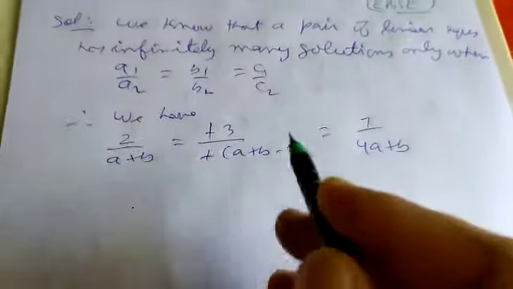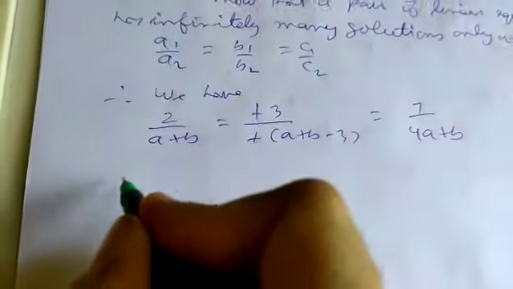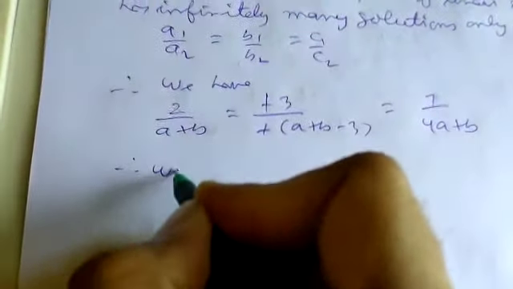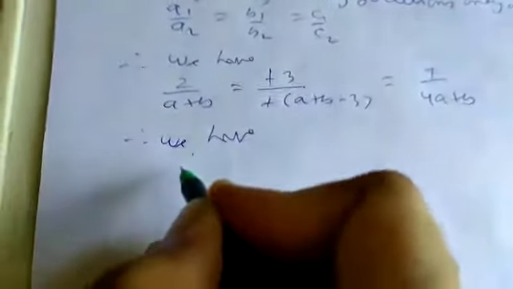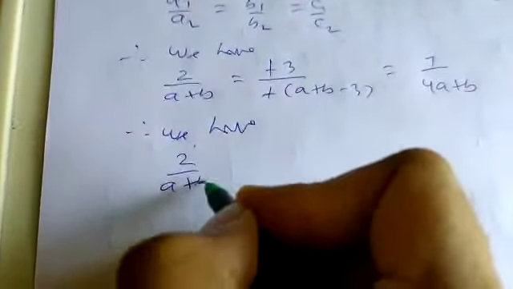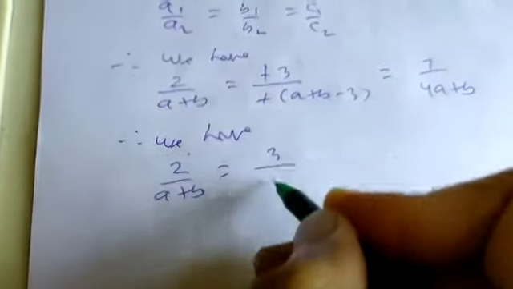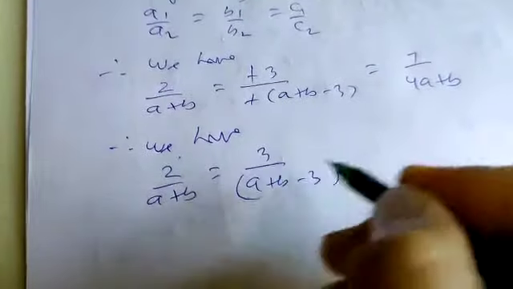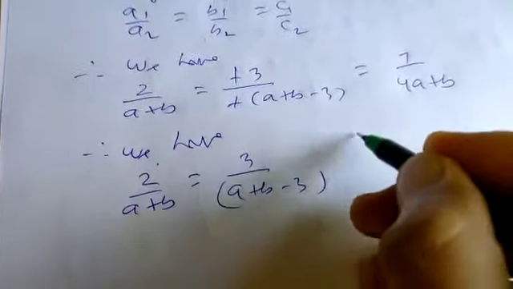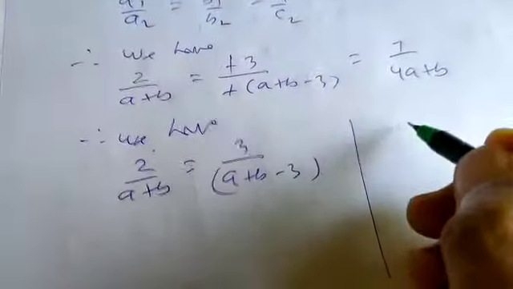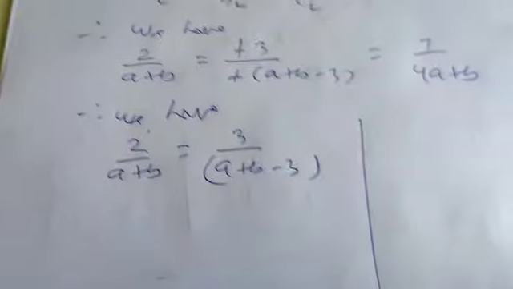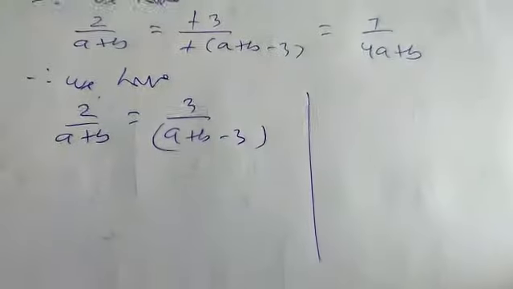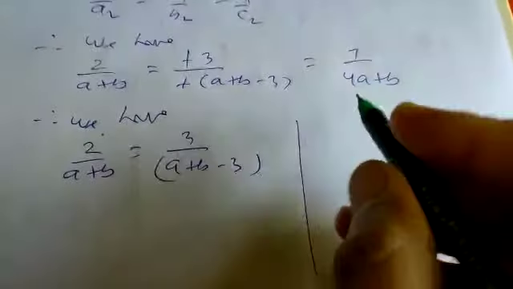Now we will simplify first and second and then second and third. So therefore we take two cases: 2 over a plus b equal to 3 over a plus b minus 3, and for the second case, we can take second and third, or we can take even first and third. So let me take first and third.